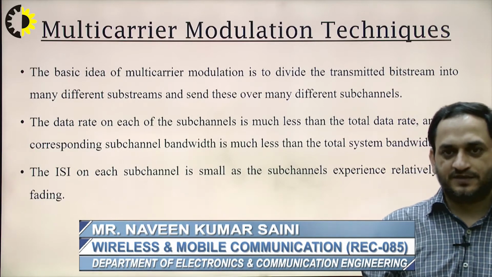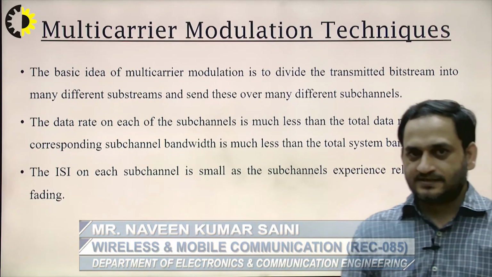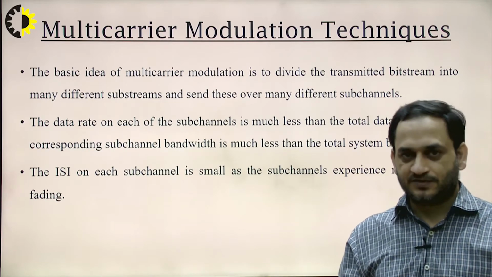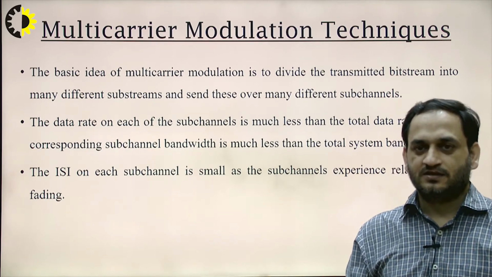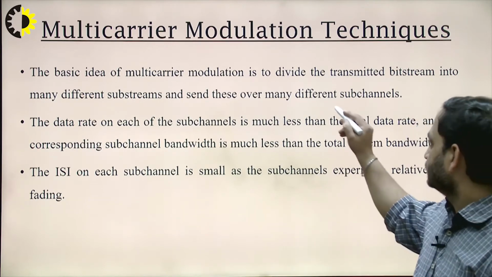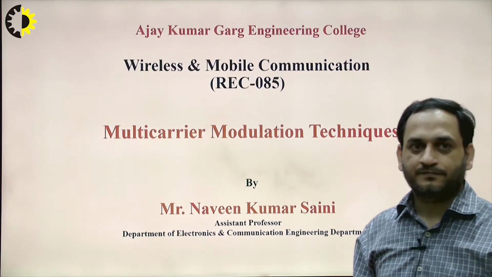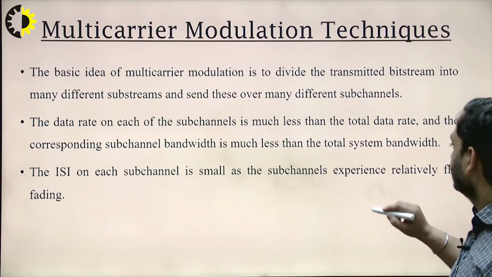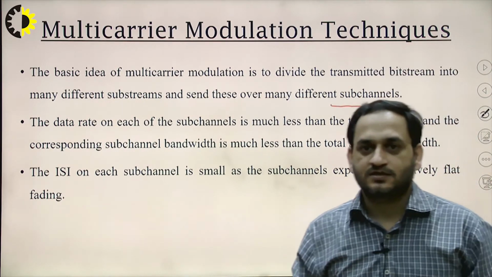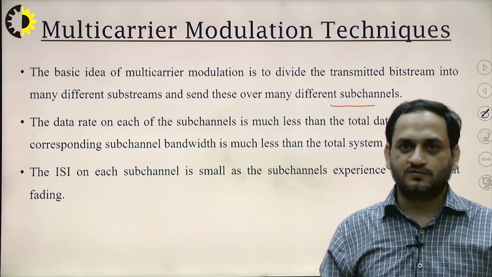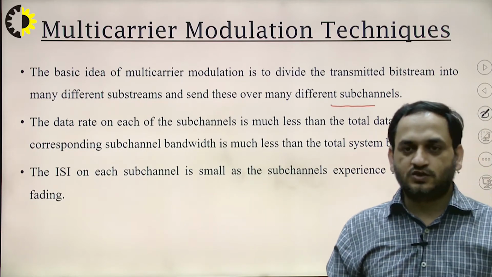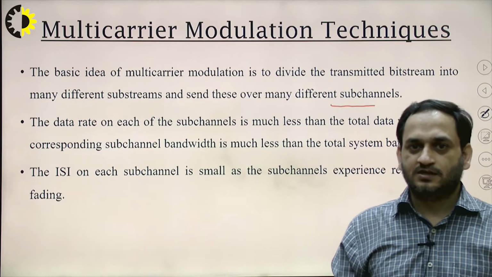So multi-carrier, the basic idea behind that is that we divide the transmitted bit stream into many different substreams, and these can be sent through multiple different subchannels, or subcarriers. These subcarriers and subchannels are the same thing, synonyms of each other in wireless communication systems. So the data rate on each of the subcarriers can be much less than the total data rate.